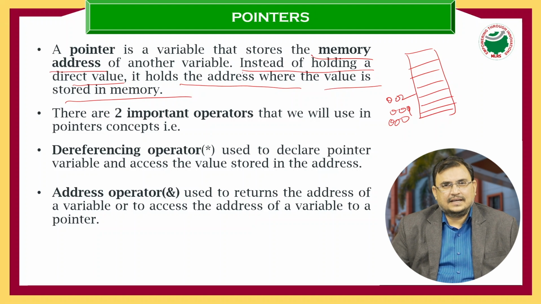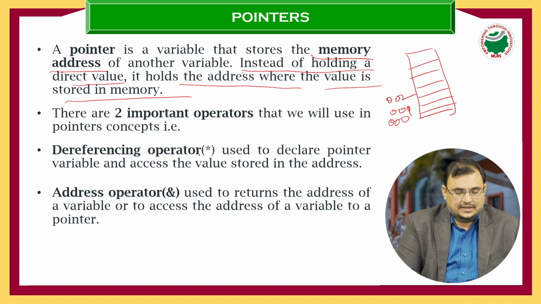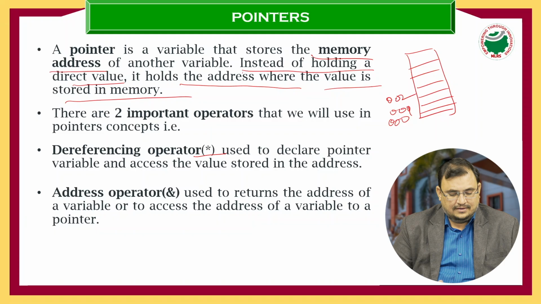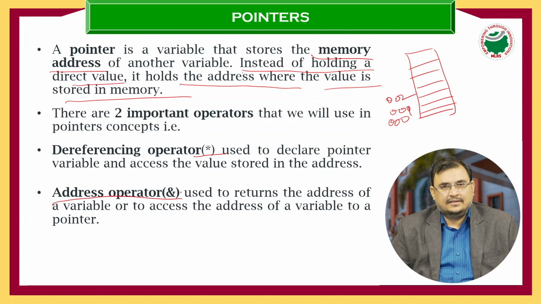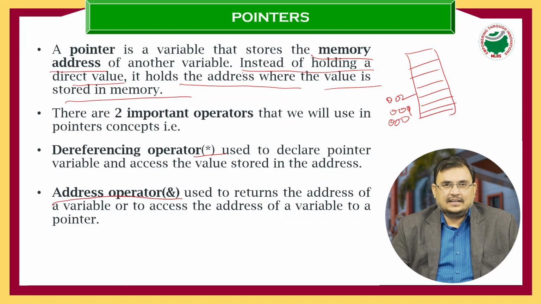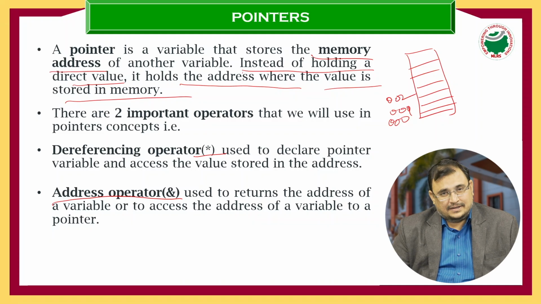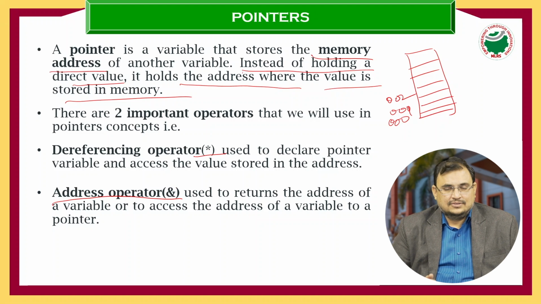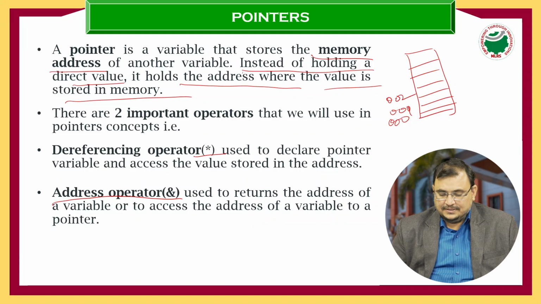There are 2 important operators used in the pointers concept. One is the asterisk, called the dereferencing operator or indirection operator, and the second is the address of operator, that is ampersand. The asterisk is used in the declaration of a pointer, and it is also used as the value at address operator. The ampersand is used as the address of operator, so we can easily access the address by using the ampersand symbol. These are the 2 operators used in the pointers concept.